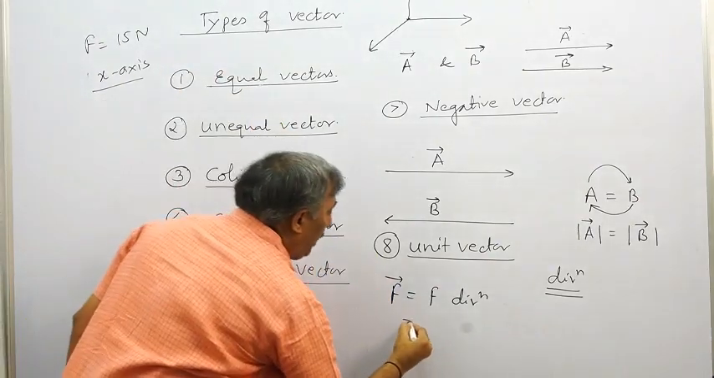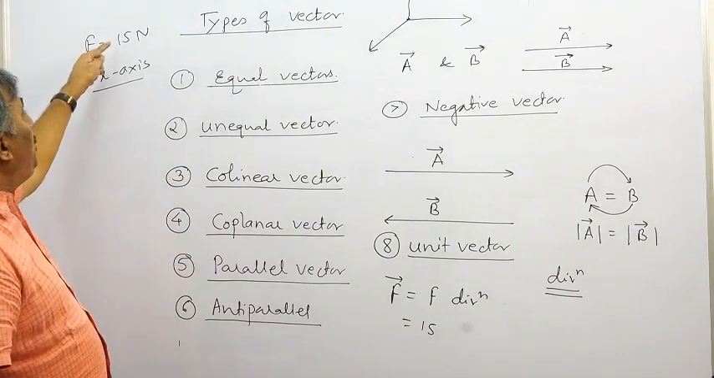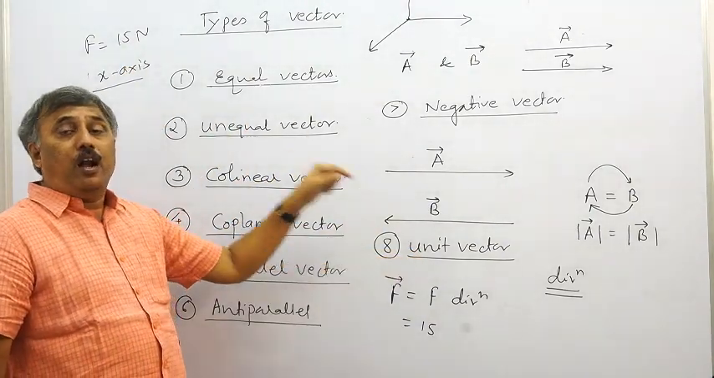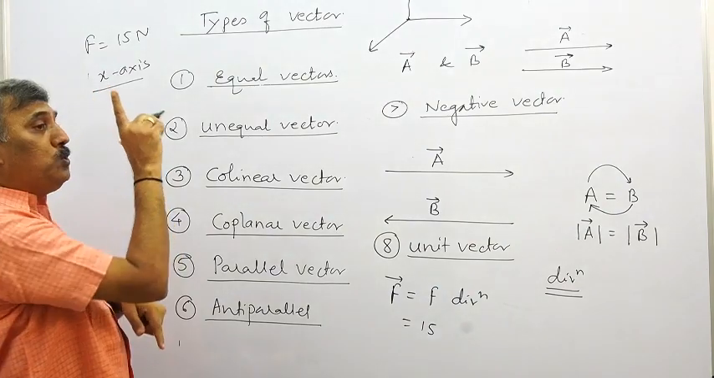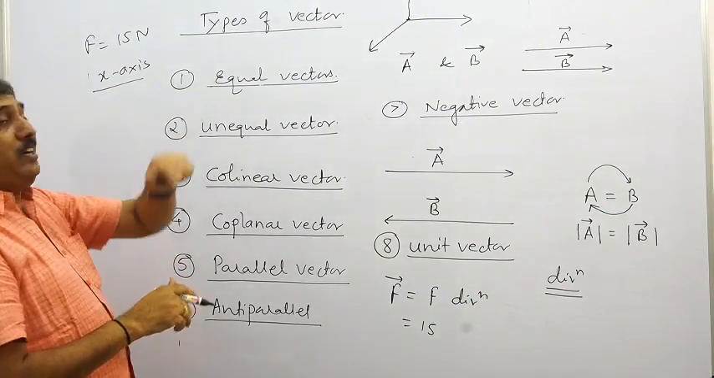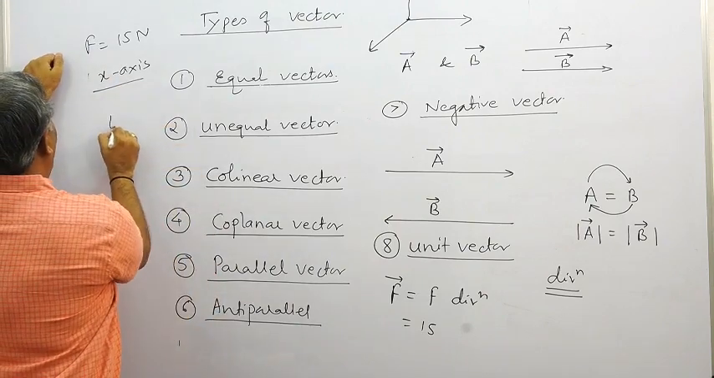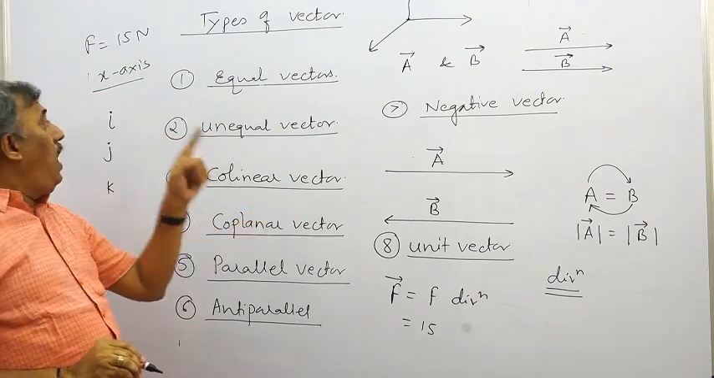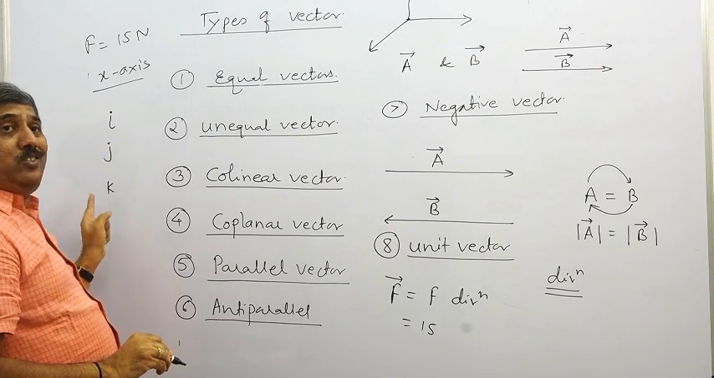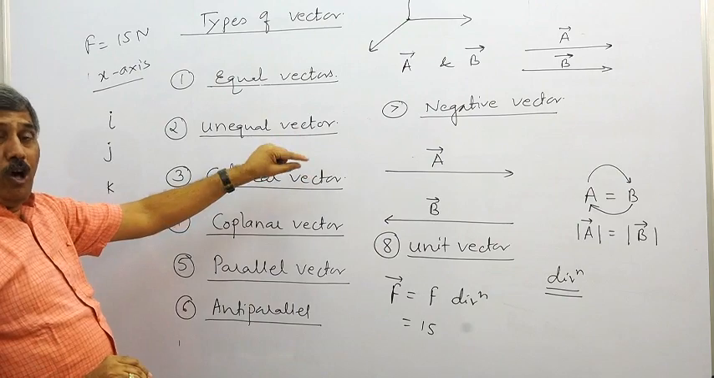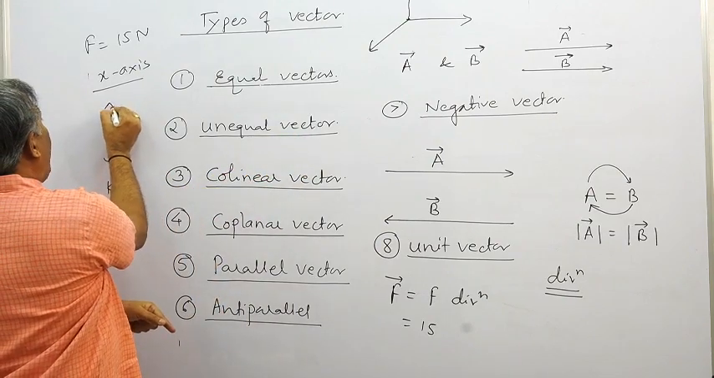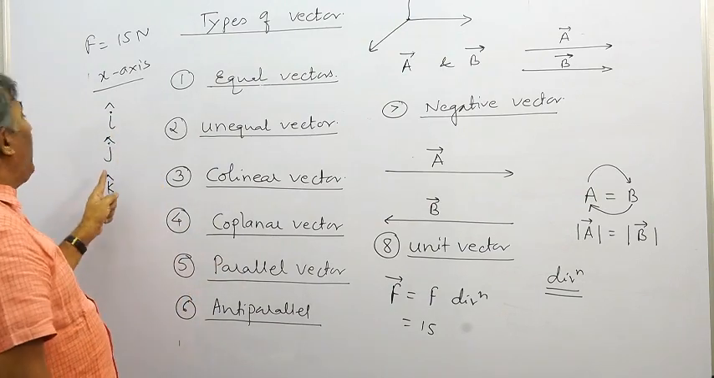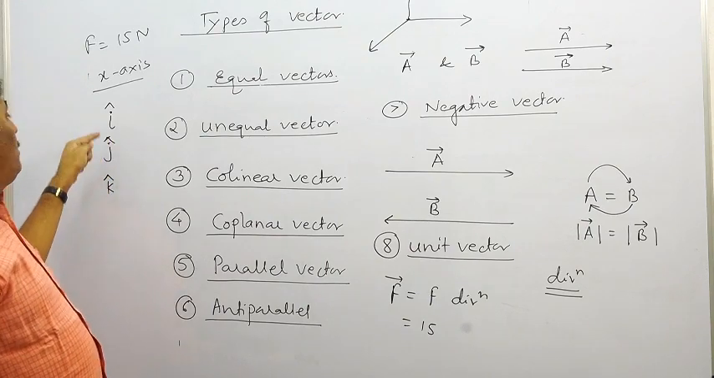Now the magnitude is 15. Now I shall mention the direction, x axis, and for direction purposes we use a unit vector. How is a unit vector defined? It is the vector whose magnitude is 1 and drawn in the direction of the given vector. In physics, vector i, vector j and vector k are the unit vectors along the x-axis, y-axis and z-axis. To distinguish between a normal vector and a unit vector, these are denoted by a cap: i cap, j cap, k cap. The cap indicates it's a unit vector.